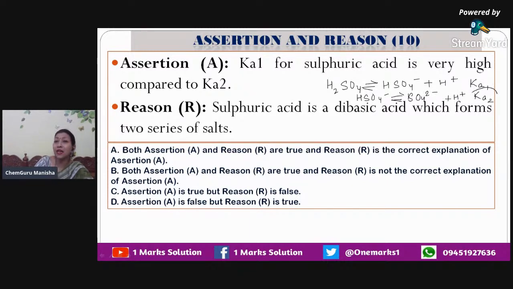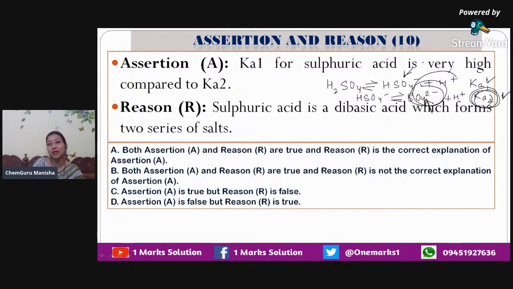अब क्या हो रहा है? Ka2 आपका higher होगा because it is yielding you a stable product like SO4 2-, right? So Ka1 for sulfuric acid is high. It is high. But favorable कौन है? Ka2 है. क्यों? Because Ka1 से आपको एक ऐसी species मिल रही है जो stable नहीं है, जबकि Ka2 से आपको ऐसी species मिल रही है जो stable है. So that is why Ka1 is high.